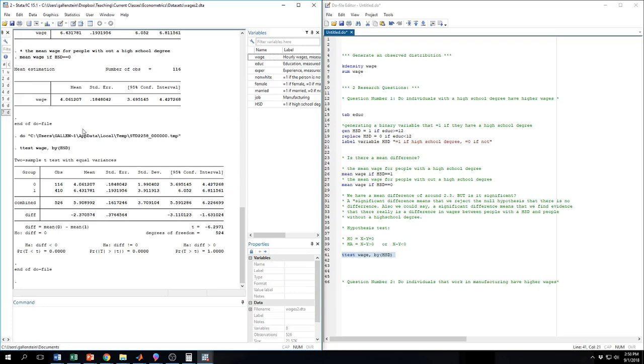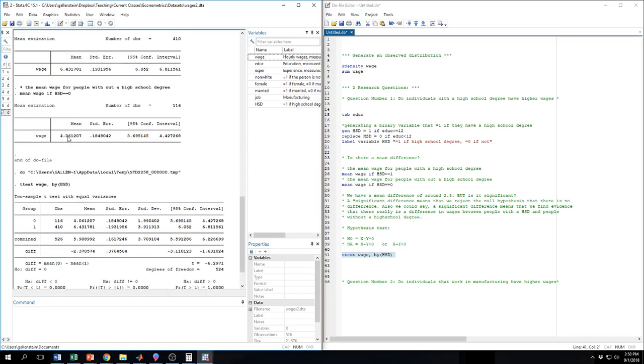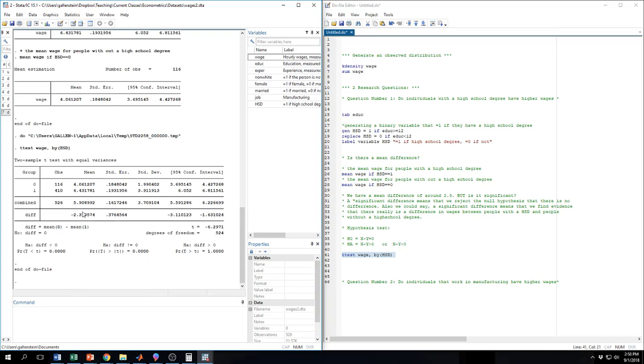All right, this is the mean. This is the same as we see up here. So this nice line of code generates the same thing that we had up here. We didn't have to run the mean command separately. We could just run the t-test and it'll give us the mean. Okay, now here, this is the mean for the people that do have the high school degree. So the mean for the people that do have the high school degree is 6.4, just like we saw above. The mean for the people without a high school degree is 4.06, 4.1, just as we found before.